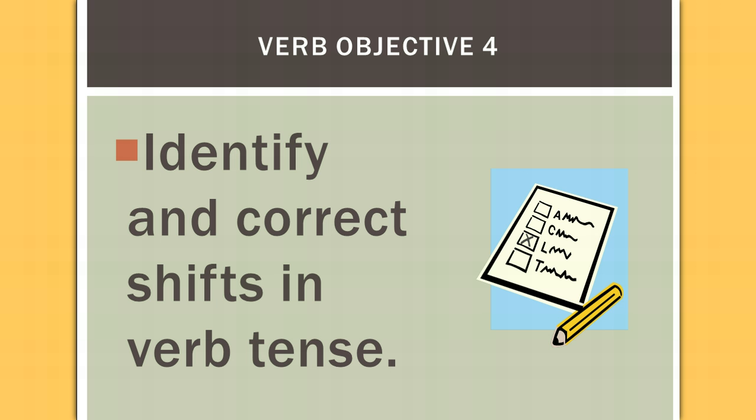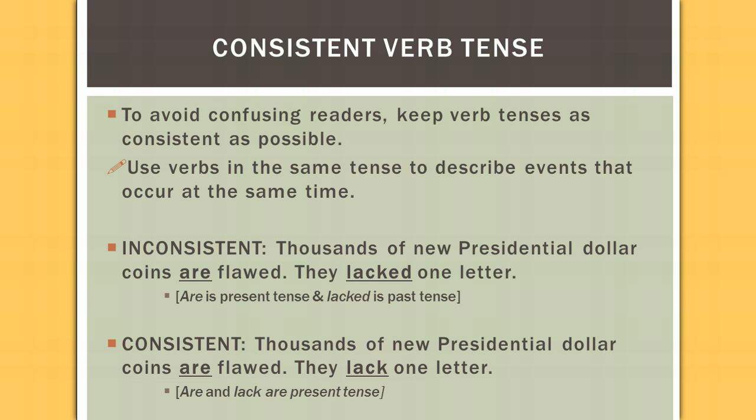After watching this video, you should be able to identify and correct shifts in verb tenses. To avoid confusing readers, keep verb tenses as consistent as possible. Use verbs in the same tense to describe events that occur at the same time.